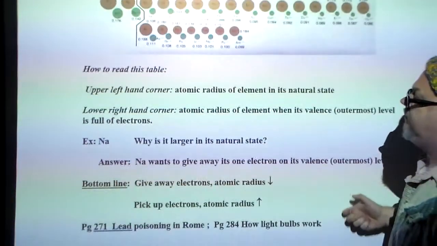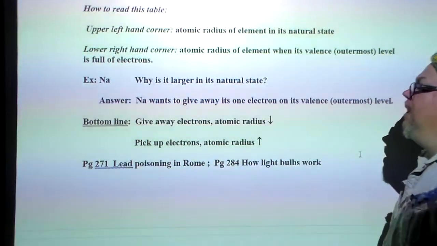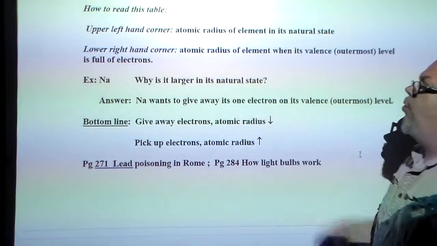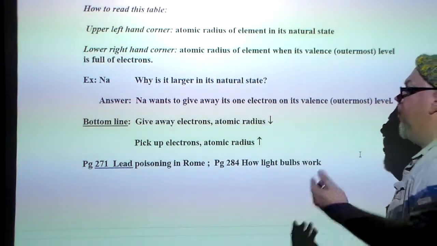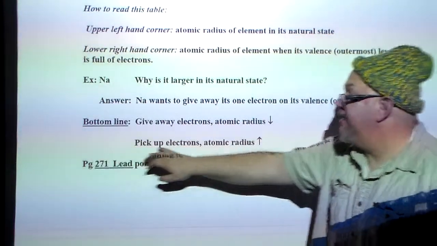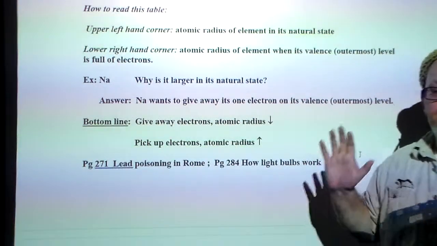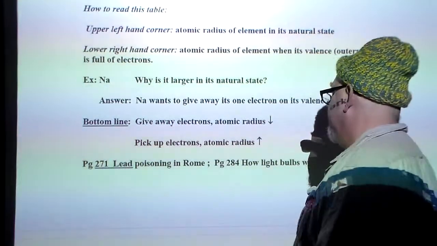All right. I already showed you guys how to read the table, okay? And of course, why is sodium larger in its natural state? Well, remember, it wants to give away that 1 electron on its valence outermost level. And that's the bottom line I say here. Give away electrons, atomic radius drops. Pick up electrons, atomic radius goes up.